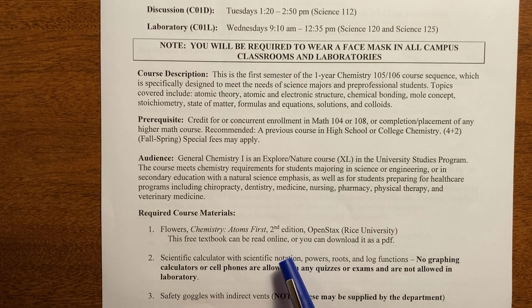Now, it's nice that we have a free textbook. It's online. It's called Chemistry Atoms First. It's the second edition. I'm not sure if I gave you the website to that, but I'll make sure you have the link to that. You could probably find it through a Google search as well. But again, I need to make sure you can get that. It's a free textbook online.